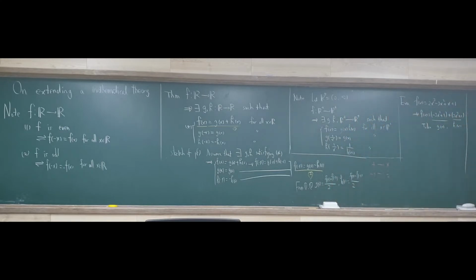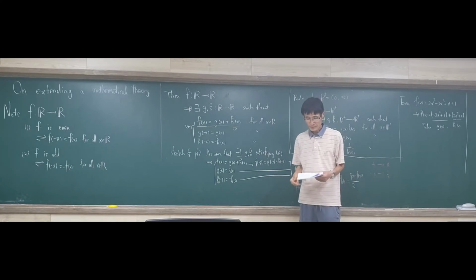Actually, we can take an example as following. If f is a polynomial function of degree 3 given in this way, then we can split f of x as the sum of minus 3 times x squared plus 1 and twice x cubed plus 1. If we take this function as g of x and this function as h of x, then you can see that f of x is given as the sum of g and h, and g is an even function and h is an odd function. So we have seen an example of this theorem.